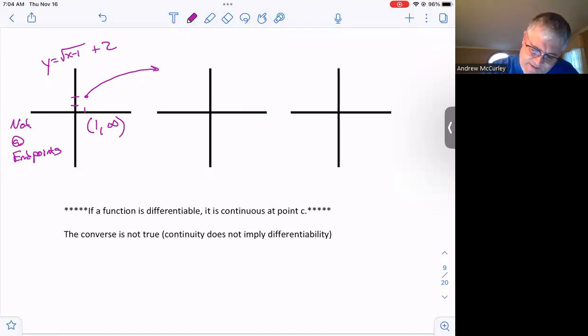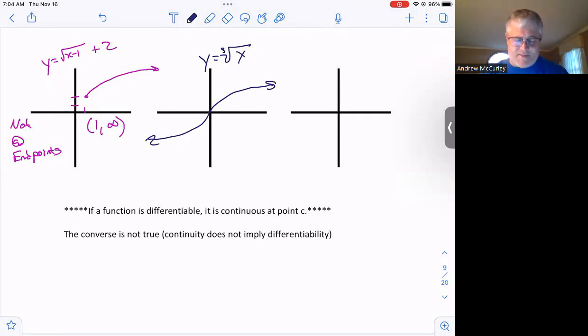Now, here's along the same lines. We can't do it at turning points. So what if we had something called y equals, let's say, the cube root of x? So that's going to look like this. And since it's an odd root, it's okay the other way. So maybe something like this. So we're good on almost everything except right here. So the derivative does not exist at a turning point.